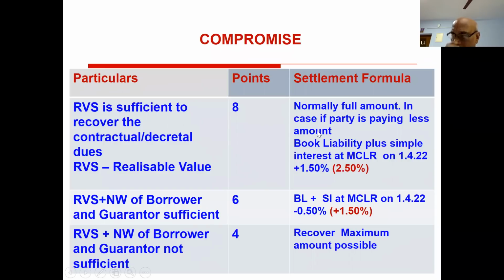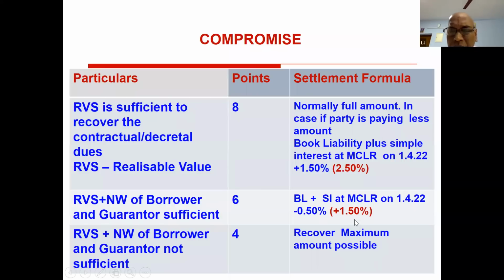So you are going for OTS on the book liability. On the book liability, you calculate MCLR plus 1.50 and add the interest. You tell the borrower this much money you have to pay to the bank, and we will release you. Formula number 1. So I have written here something on the reading 2.50, here 1.50.